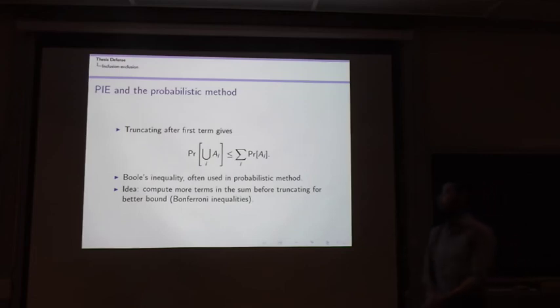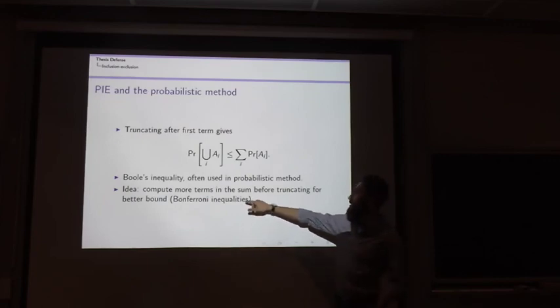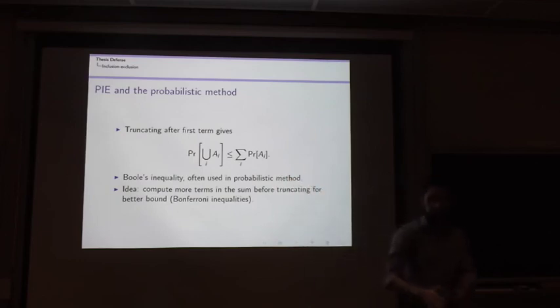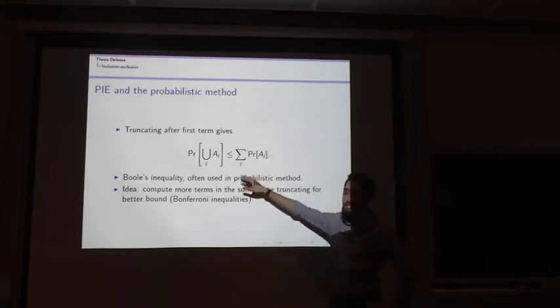So our idea is, what if we compute more terms in the inclusion-exclusion sum? The Bonferroni inequalities tell you that if I compute some terms in the sum and then truncate inclusion-exclusion, I end up with either an upper or lower bound on the probability, depending on how many terms I go out. So our idea is maybe if we take this further, we can improve the existing bounds.